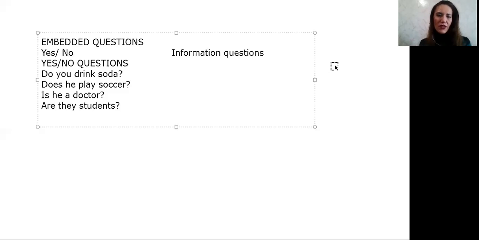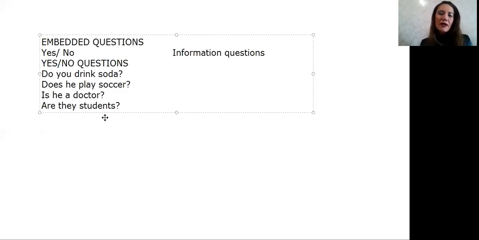So first, we need to identify that we have two types of questions in English. We have yes/no questions and we have information questions. And yes/no questions, remember that they always begin with do or does in simple present tense, or with the verb be. Okay, so I'm going to start first with the simple present tense, so you understand how the structure works.